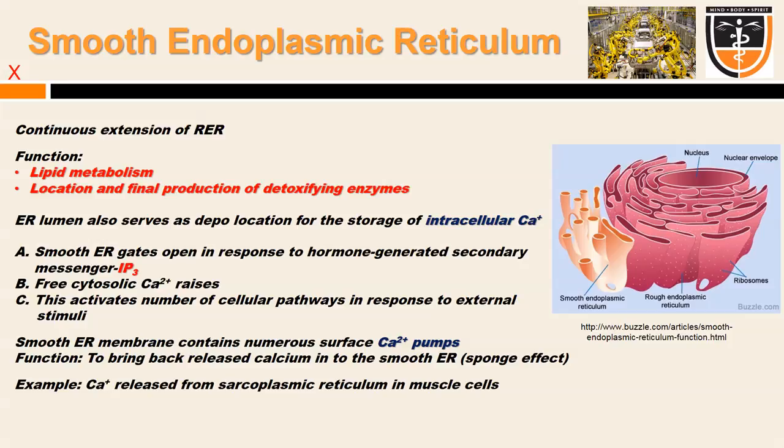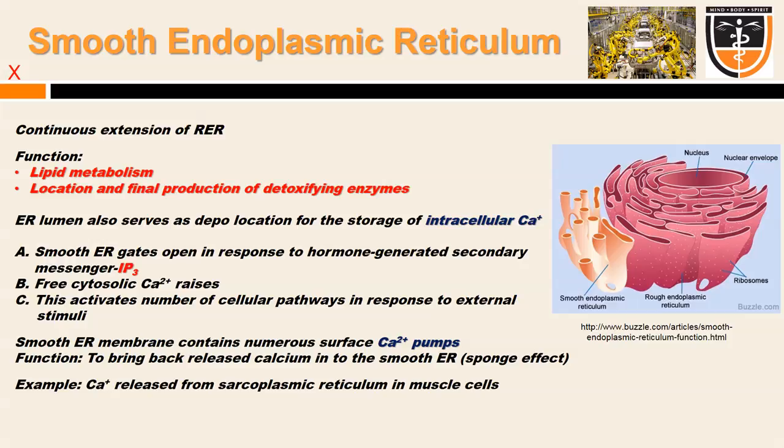So if you stimulate the cells through a certain stimulus, you will cause formation of the secondary messenger called inositol 3-phosphate, which we're going to talk about in an upcoming lecture. This inositol 3-phosphate will now stimulate the smooth endoplasmic reticulum to release calcium. This calcium will go out of the smooth endoplasmic reticulum into the cytoplasm, and will activate a number of cellular pathways and certain processes, such as contraction in cardiac cells. So release of calcium from smooth endoplasmic reticulum will stimulate the contraction of cardiac muscle.